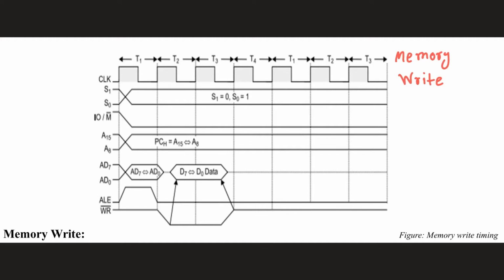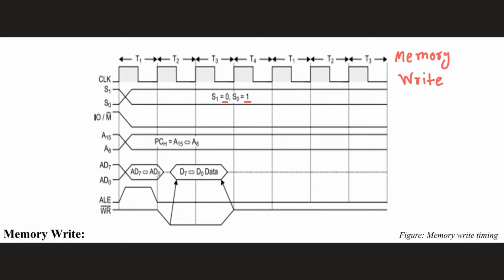This diagram shows a memory write cycle. So everything we have discussed in memory read cycle is same here. The differences here are that the value of S1 and S0 now has become 0 and 1. In memory read it was 1 0, for write it is 0 1.